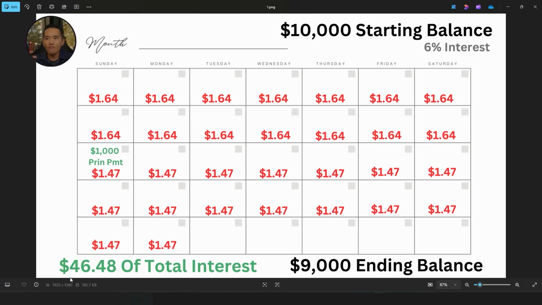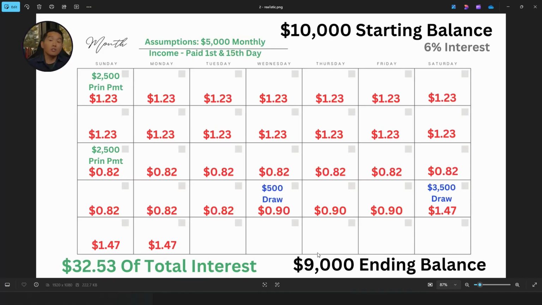So about $1.48 more. But what if we were able to lower the daily balance, the average daily balance overall, to reduce our interest costs? So same parameter, $10,000 starting balance, 6% interest, same ending balance at $9,000. I have not changed any of those parameters, but you might see something that's a little bit different.